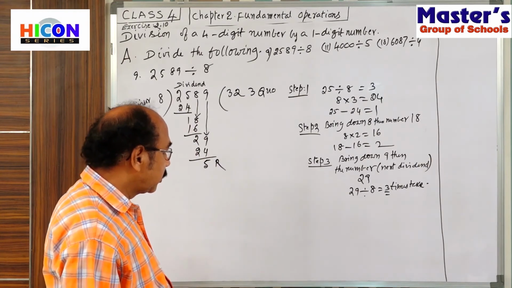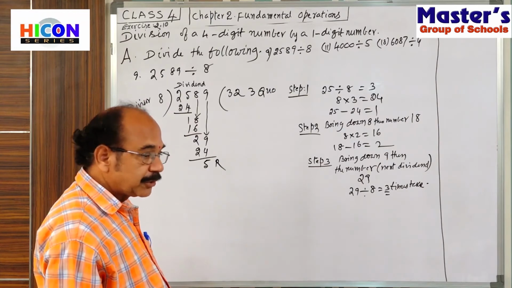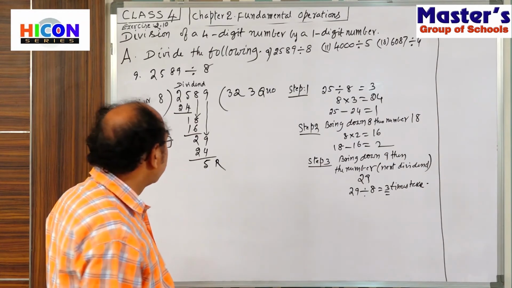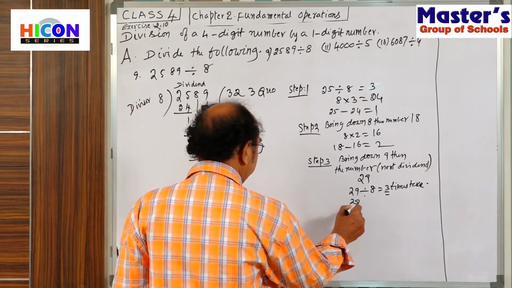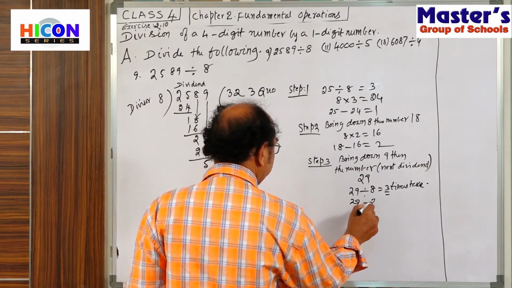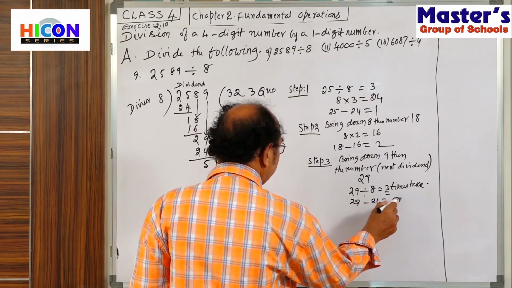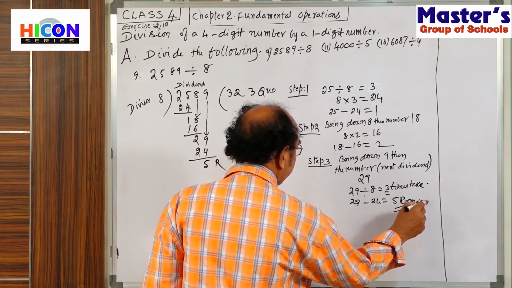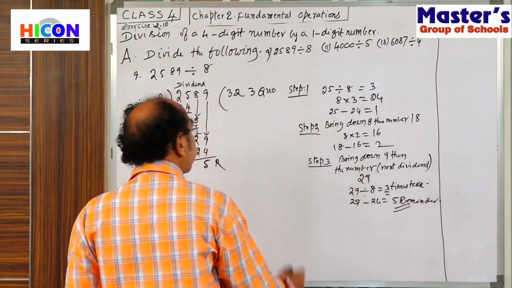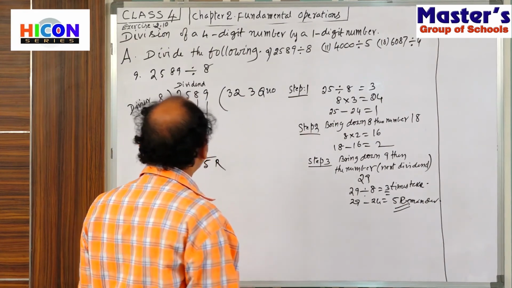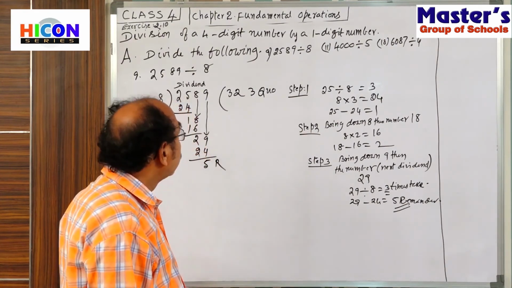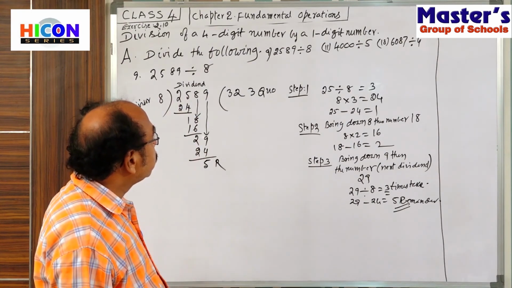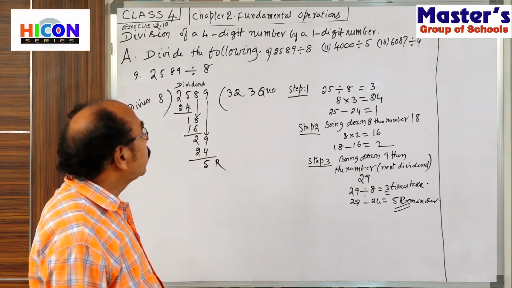This is the process. Okay, children, so here from 29, what is subtracted? 24 is subtracted. That is equal to 5. This is the remainder. Like this, we show the division by a single digit number. Here a 4-digit number is divided by a single digit number.